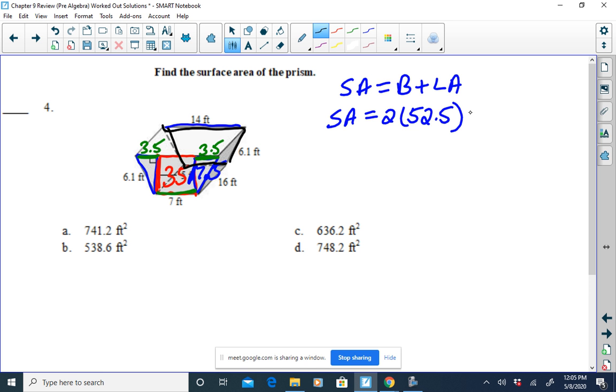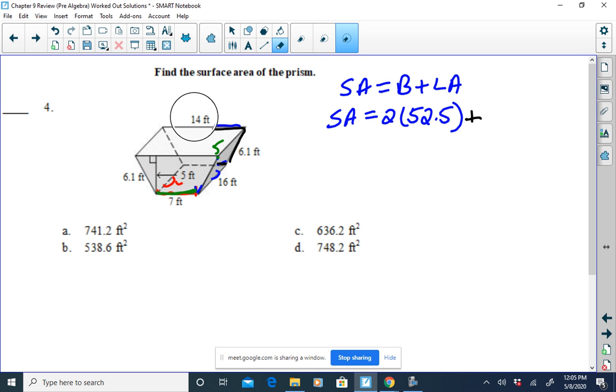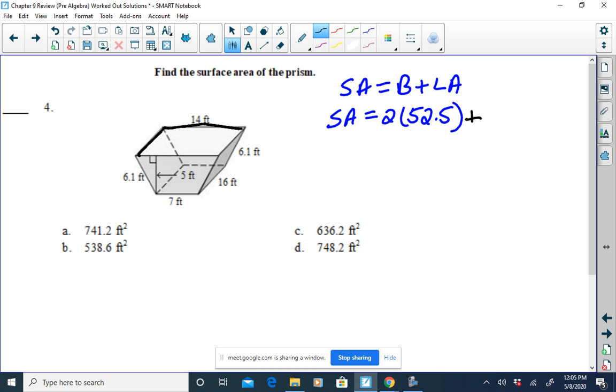And then we just need the lateral area. Now the lateral area, I'm going to erase all this. Erase all that mess. The lateral area, we have to pay attention to each of those 3 rectangles. So we'll take one rectangle at a time. This first rectangle is 14 by 6.1, so that's going to be 14 by 6.1 plus, I'll do a blue one here.